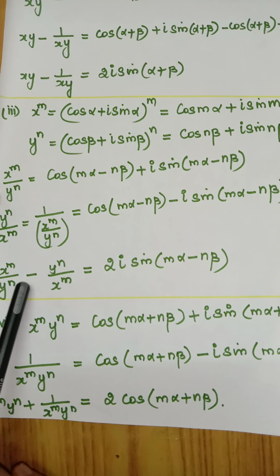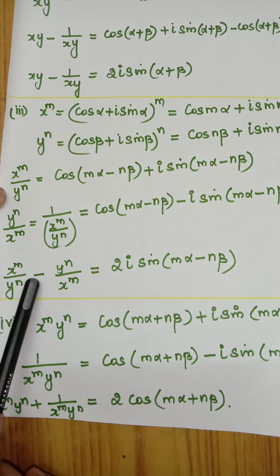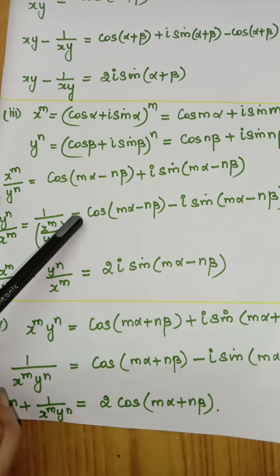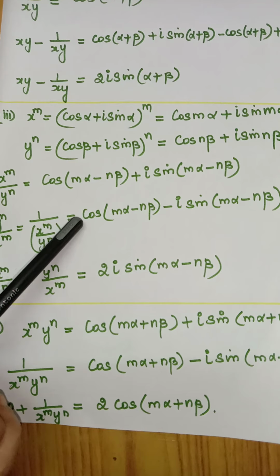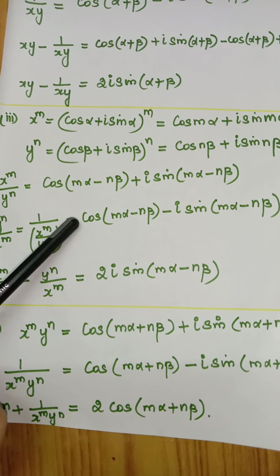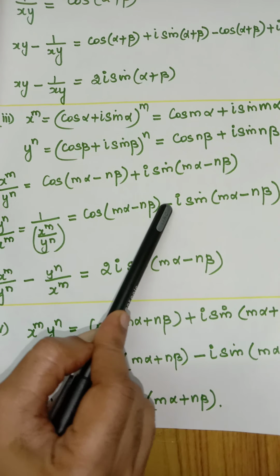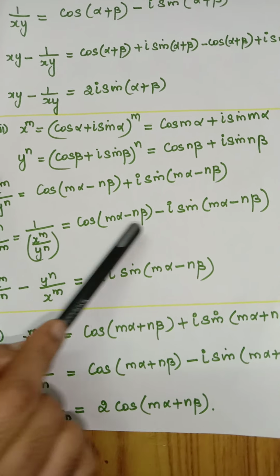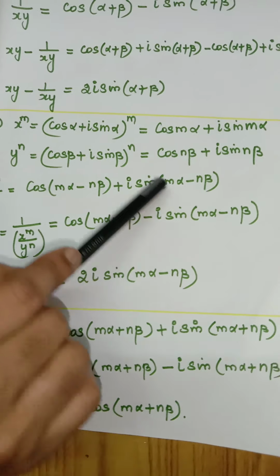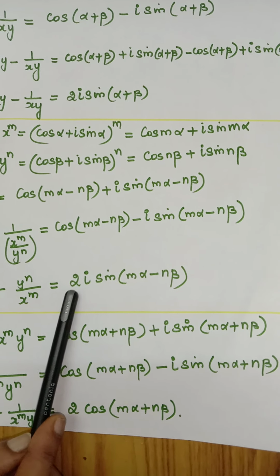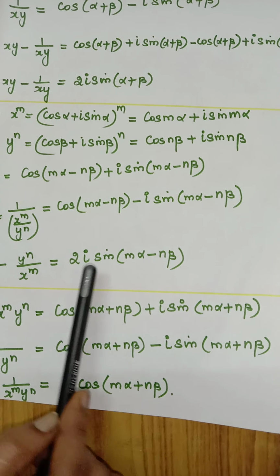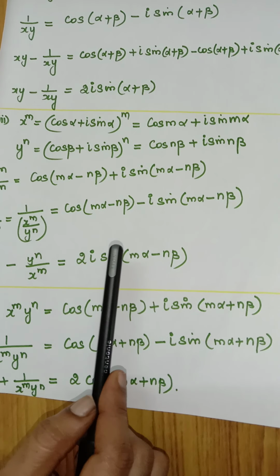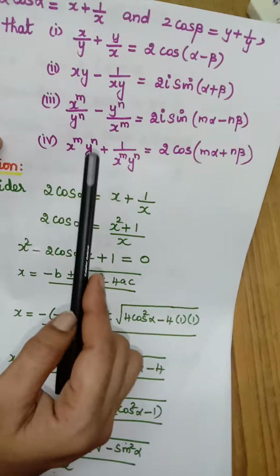So in the question, the third subdivision, in between you are having the subtraction. So we have to do the subtraction. While you are doing the subtraction, the second term's sign has to be changed. So this will become minus, this will become plus. So if it is minus, both get cancelled. Here you are having plus, so it has to be added. While you are adding, your answer will become 2i sin of m alpha minus n beta. So we have completed the third subdivision. Come to the fourth one.